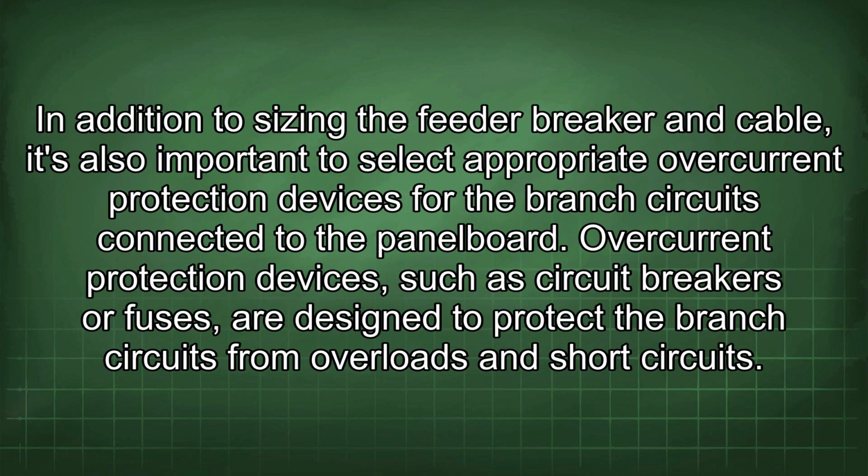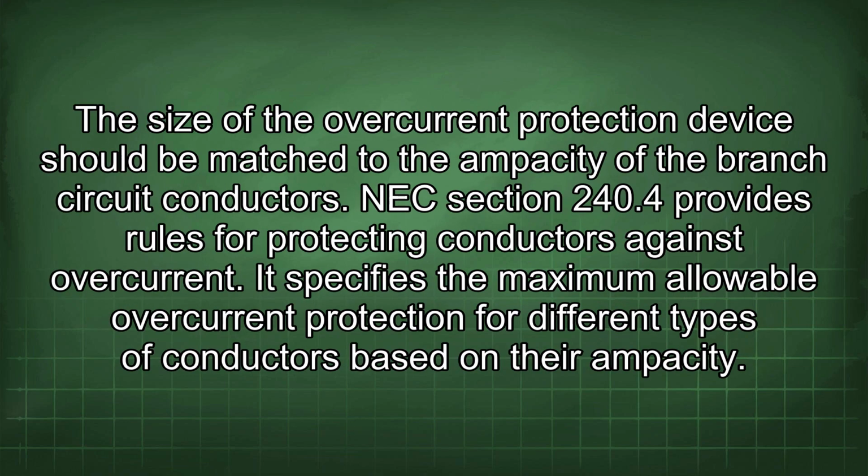In addition to sizing the feeder breaker and cable, it's also important to select appropriate overcurrent protection devices for the branch circuits connected to the panel board. Overcurrent protection devices, such as circuit breakers or fuses, are designed to protect the branch circuits from overloads and short circuits. The size of the overcurrent protection device should be matched to the ampacity of the branch circuit conductors. NEC Section 240.4 provides rules for protecting conductors against overcurrent. It specifies the maximum allowable overcurrent protection for different types of conductors based on their ampacity.